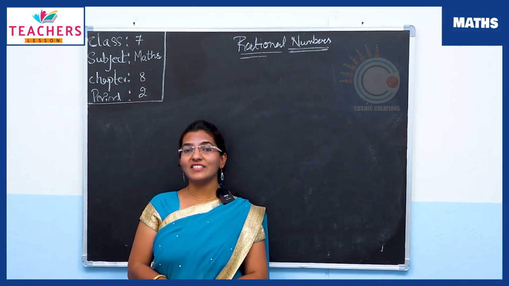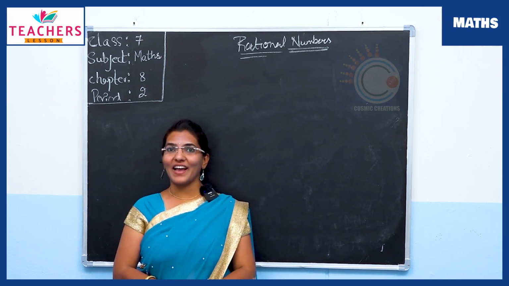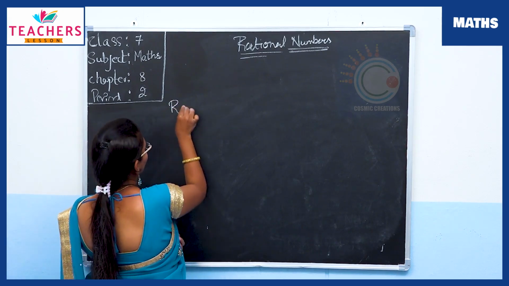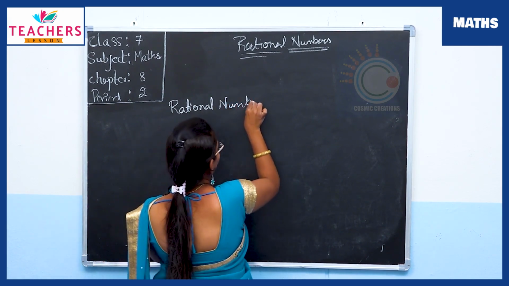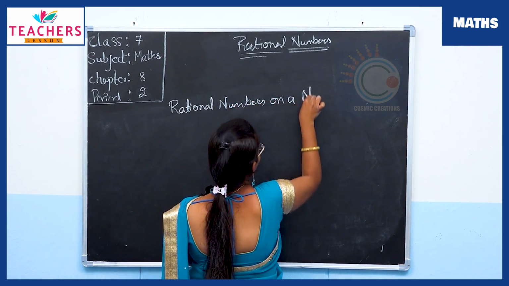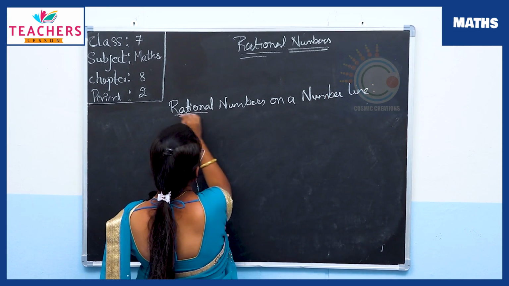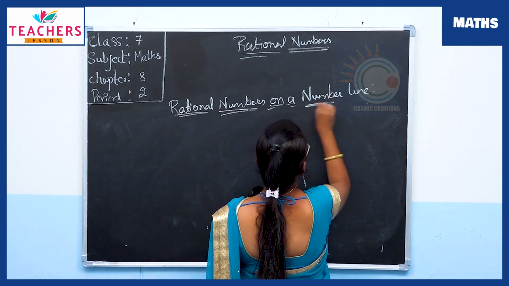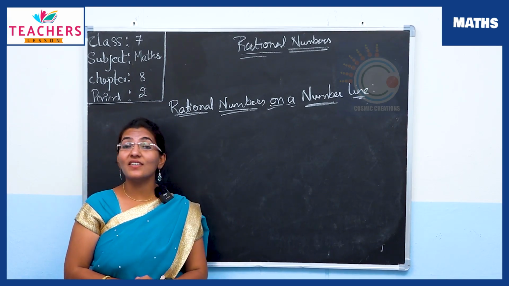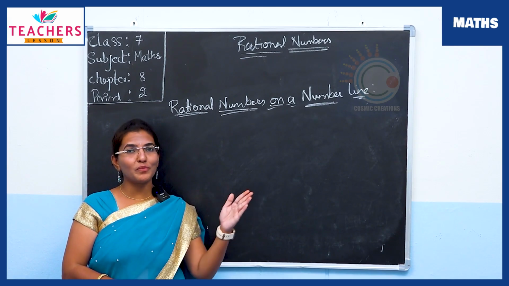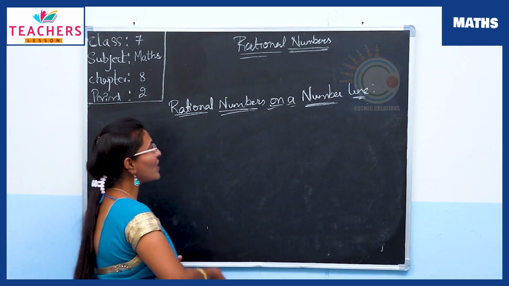So now let us discuss how we are going to express rational numbers on a number line. So students, how are we going to express the numbers on a number line? Earlier you might have learned how to express numbers on a number line. Let's recap. So, what is a number line?